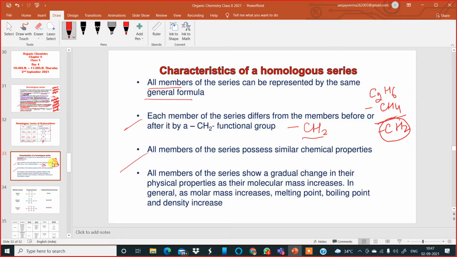All members of the homologous series possess similar chemical properties. Their properties are similar. All members of the series show a gradual change in their physical properties as their molecular mass increases. So there is a gradual, nice change in their physical properties because of the increasing molecular masses. In general, as molecular mass increases, melting point, boiling point, and density will also increase. So these are some characteristics of homologous series which you need to read once.